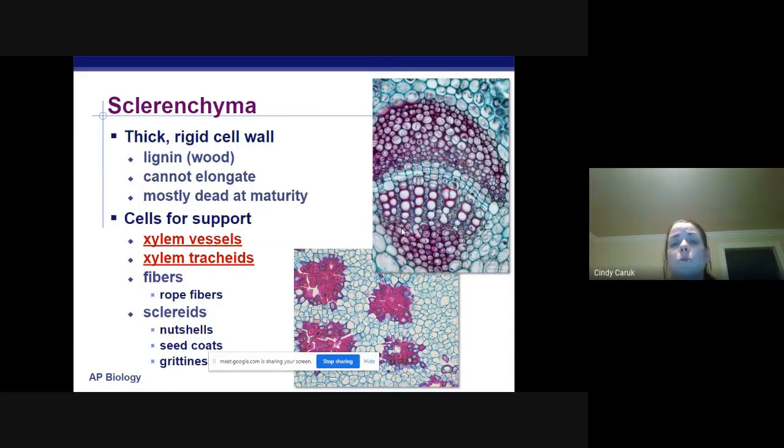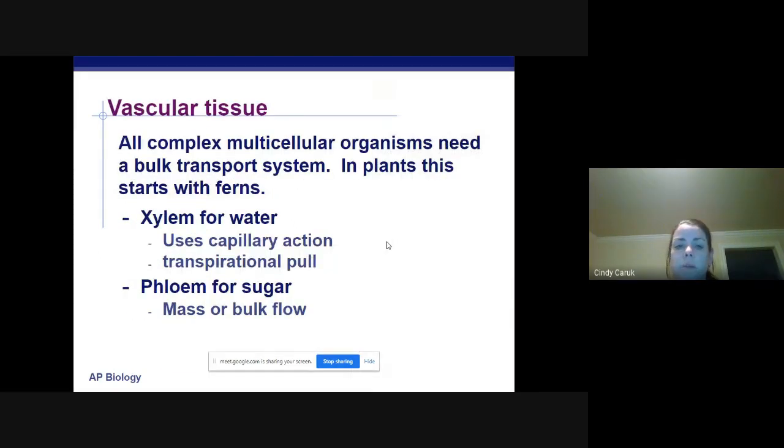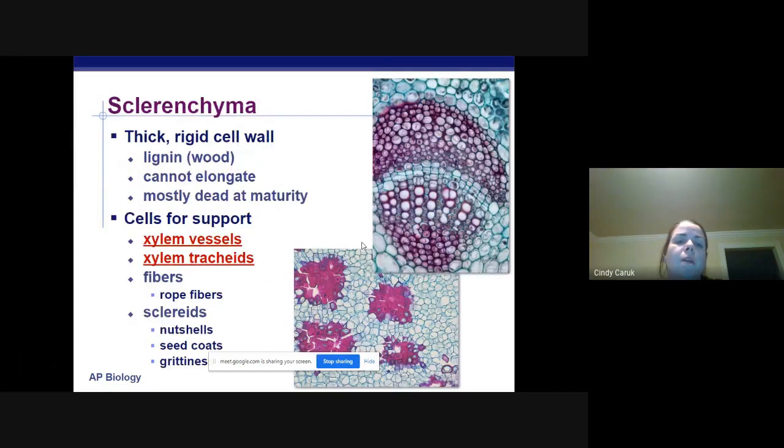And here's sclerenchyma. It has lignin or wood in it, right? They cannot elongate. Oops, it went ahead on me. Sorry about that. And they're dead at maturity. So these are cells for support. We're going to have the xylem, vessel elements and tracheids, fibers that we use to make ropes, and nutshells, seed coats, and that grittiness in pears, why some people don't like to eat pears. Those are all sclerenchyma.